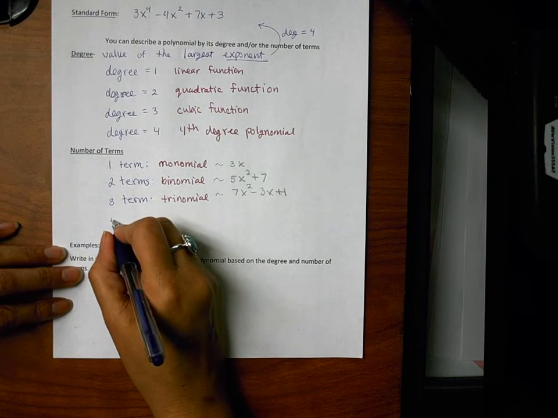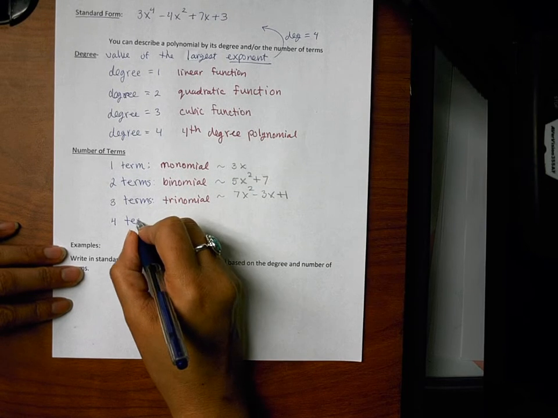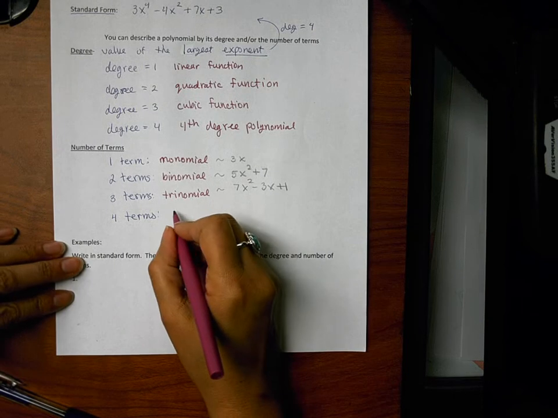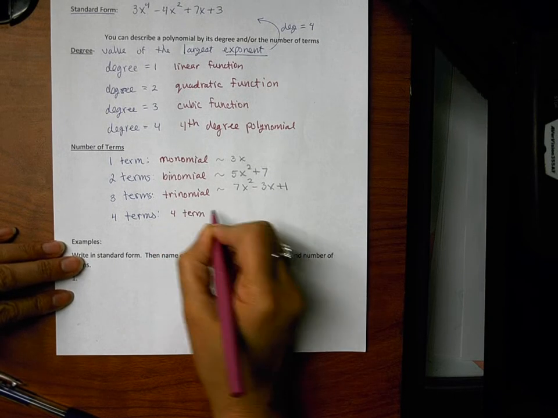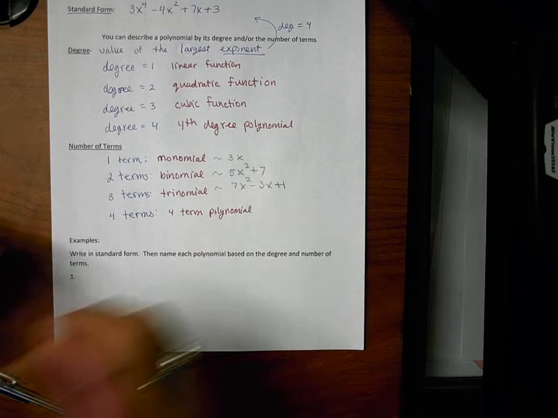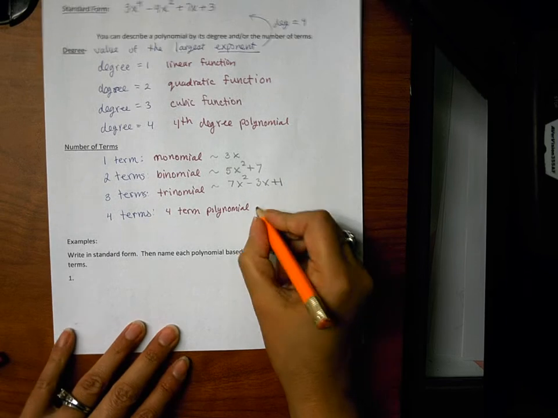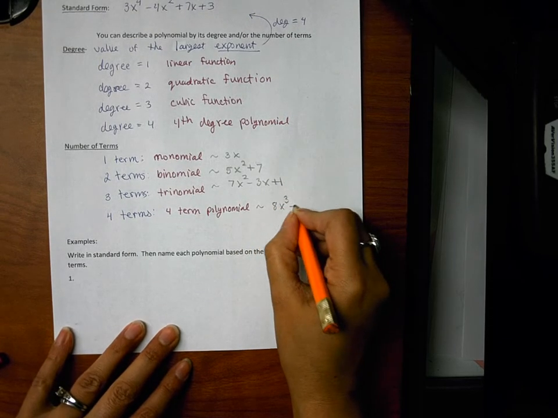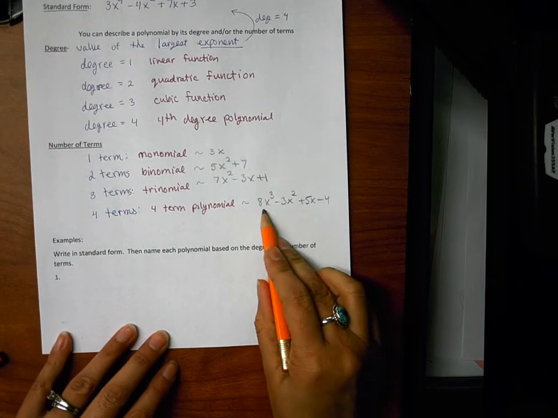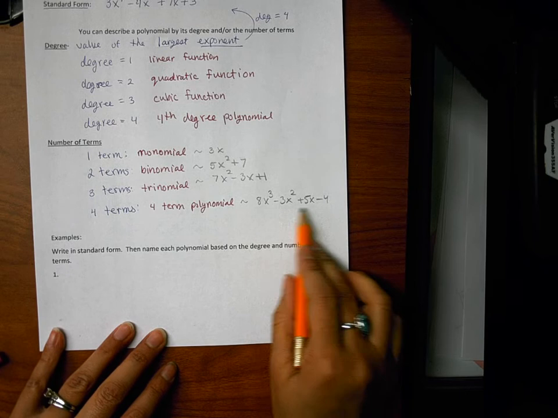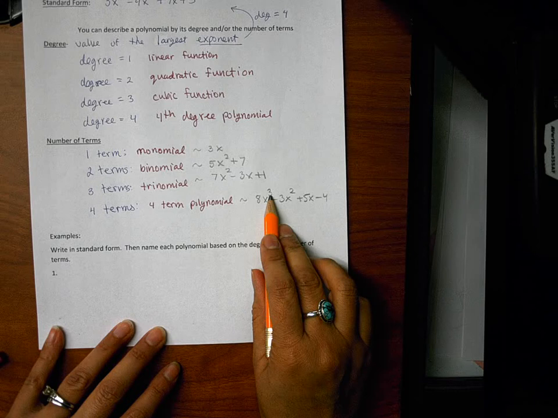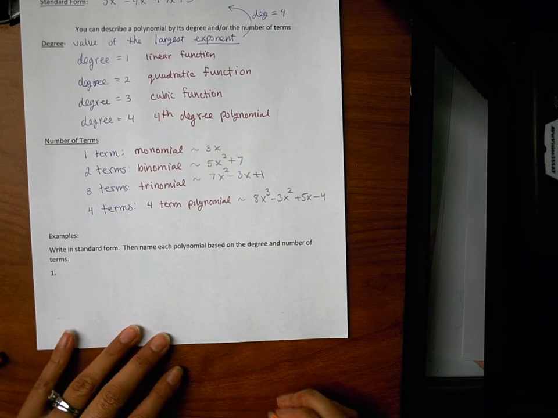And the next one, 4 terms. And again, no special name. It's just a 4-term polynomial. 5-term polynomial, 6-term polynomial. An example of that would look something like this: 8x cubed minus 3x squared plus 5x minus 4. That's a 4th degree, 4-term polynomial. 1, 2, 3, 4 terms. The degree here is 3 because that's the largest exponent. That would be called a cubic function.